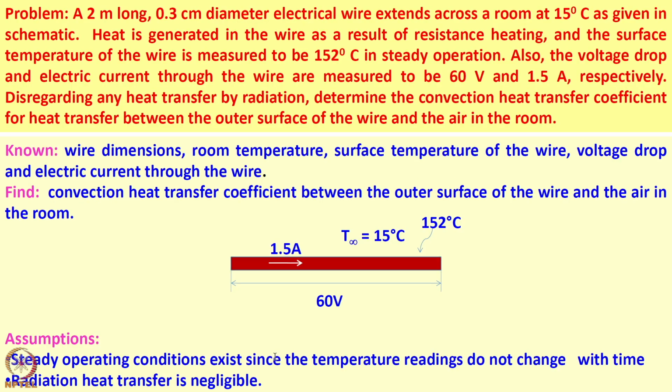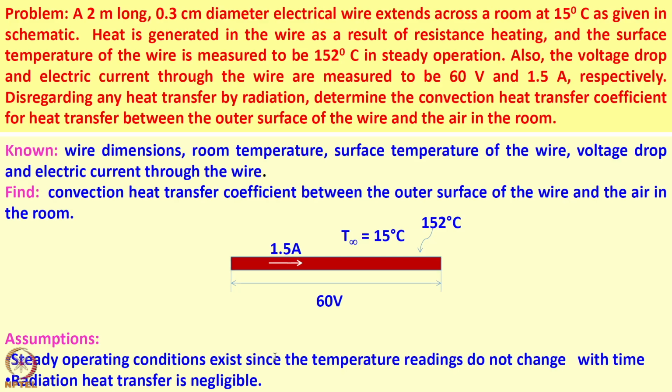We will take a small numerical problem where this whole E dot in minus E dot out business is put. So, you have a 2 meter long, 0.3 centimeter diameter electrical wire that extends across the room at 15 degrees centigrade, as given in a schematic. So, you have an electrical wire which is 2 meters long and 0.3 centimeter in diameter. The room is at 15 degrees centigrade, the air in the room.